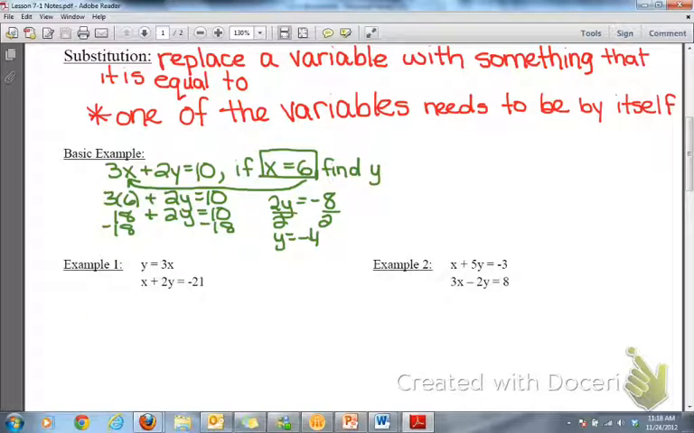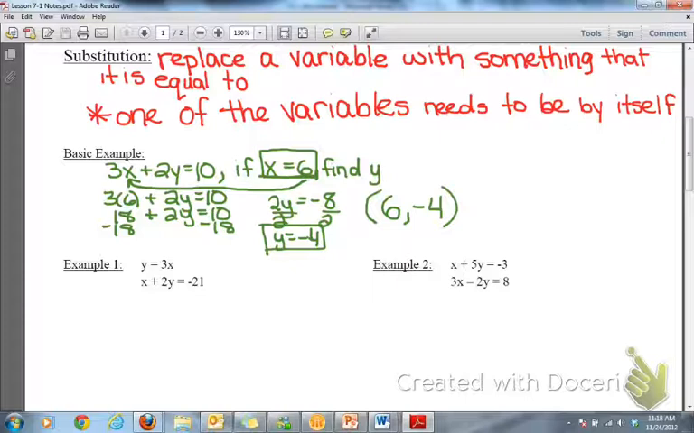So we know that when x equals 6, y equals negative 4. And we didn't do this, but we could write that as an ordered pair. The solution to that equation is the ordered pair 6, negative 4. We will be doing that with our systems of equations: we will write these solutions as ordered pairs as we figure out what the x equals and what the y equals. So let's practice here with example 1.